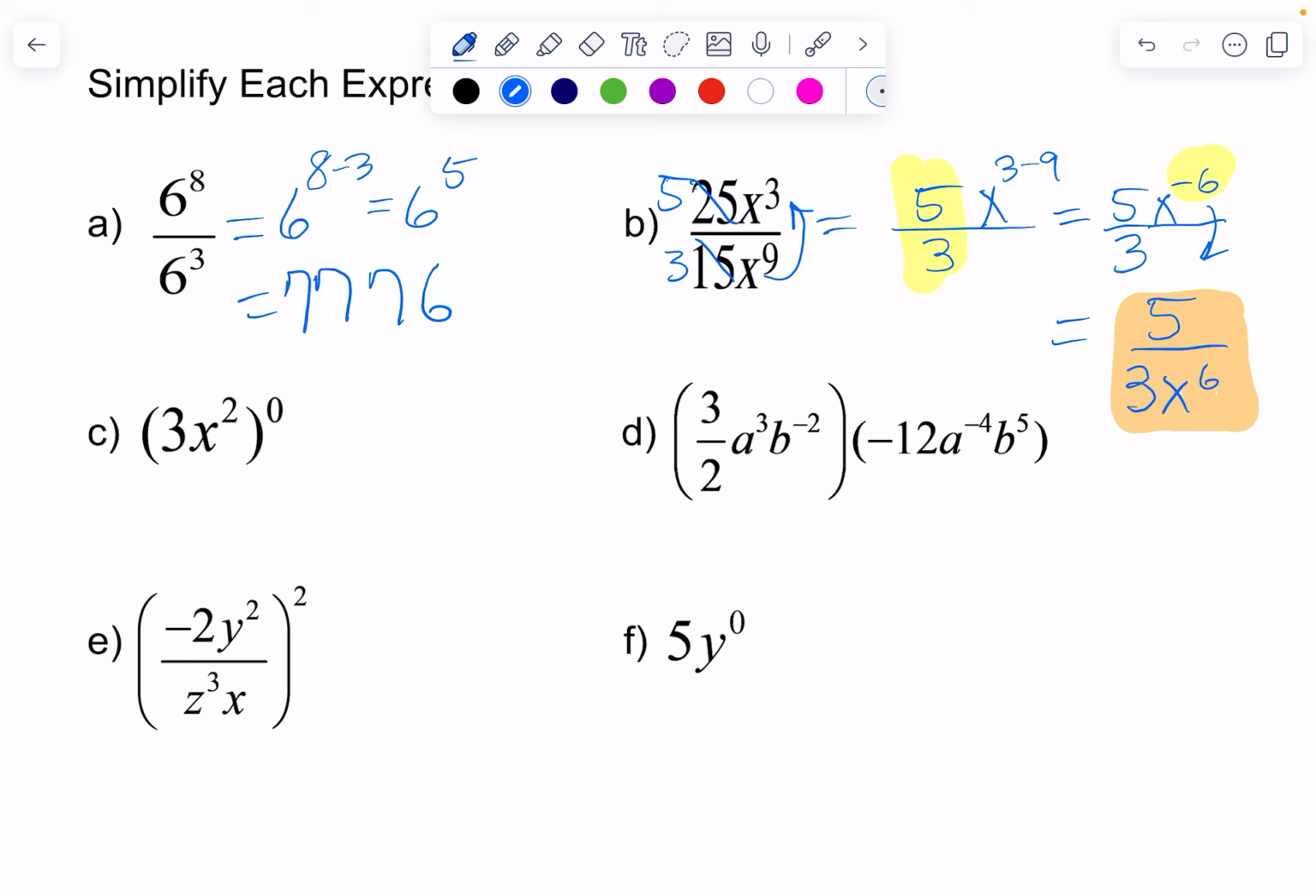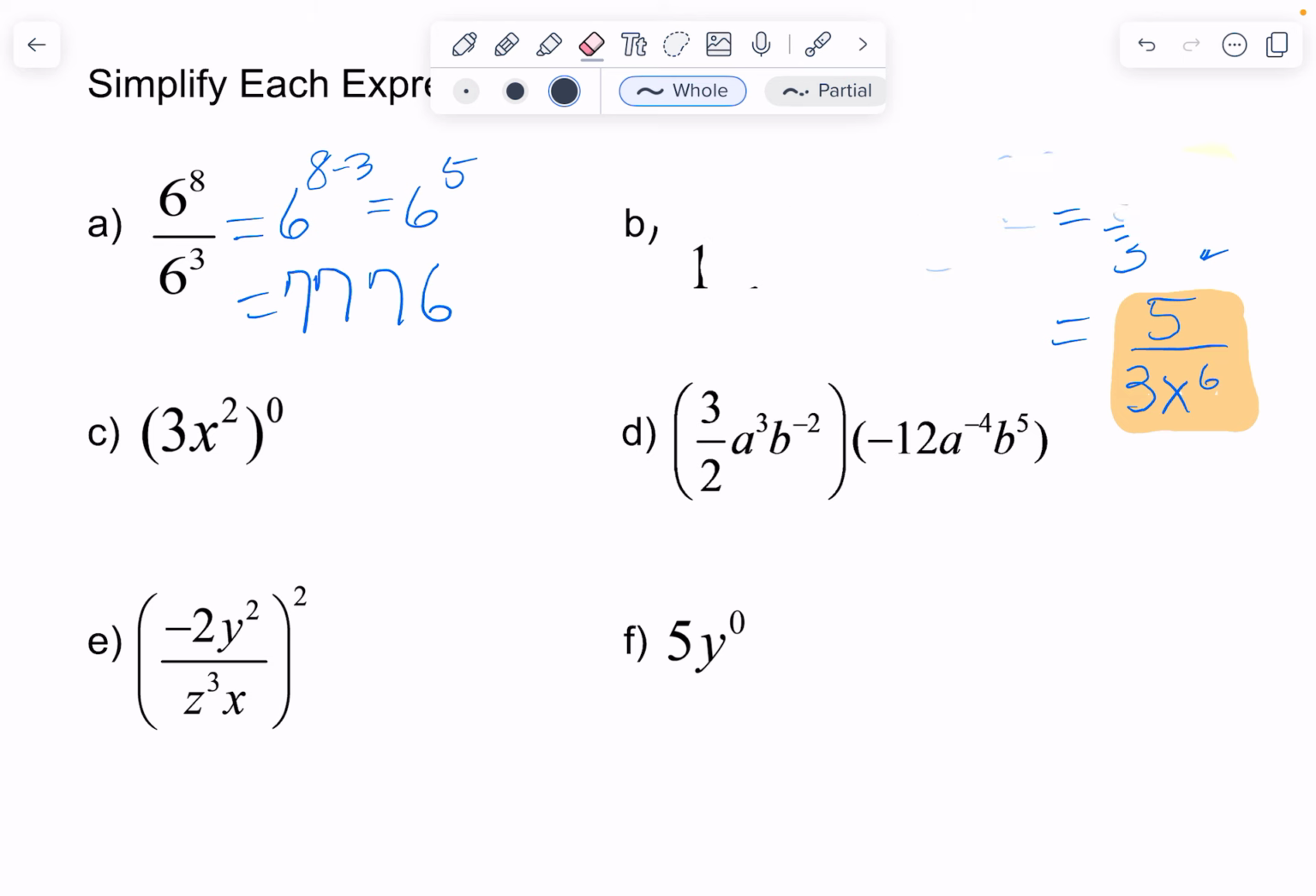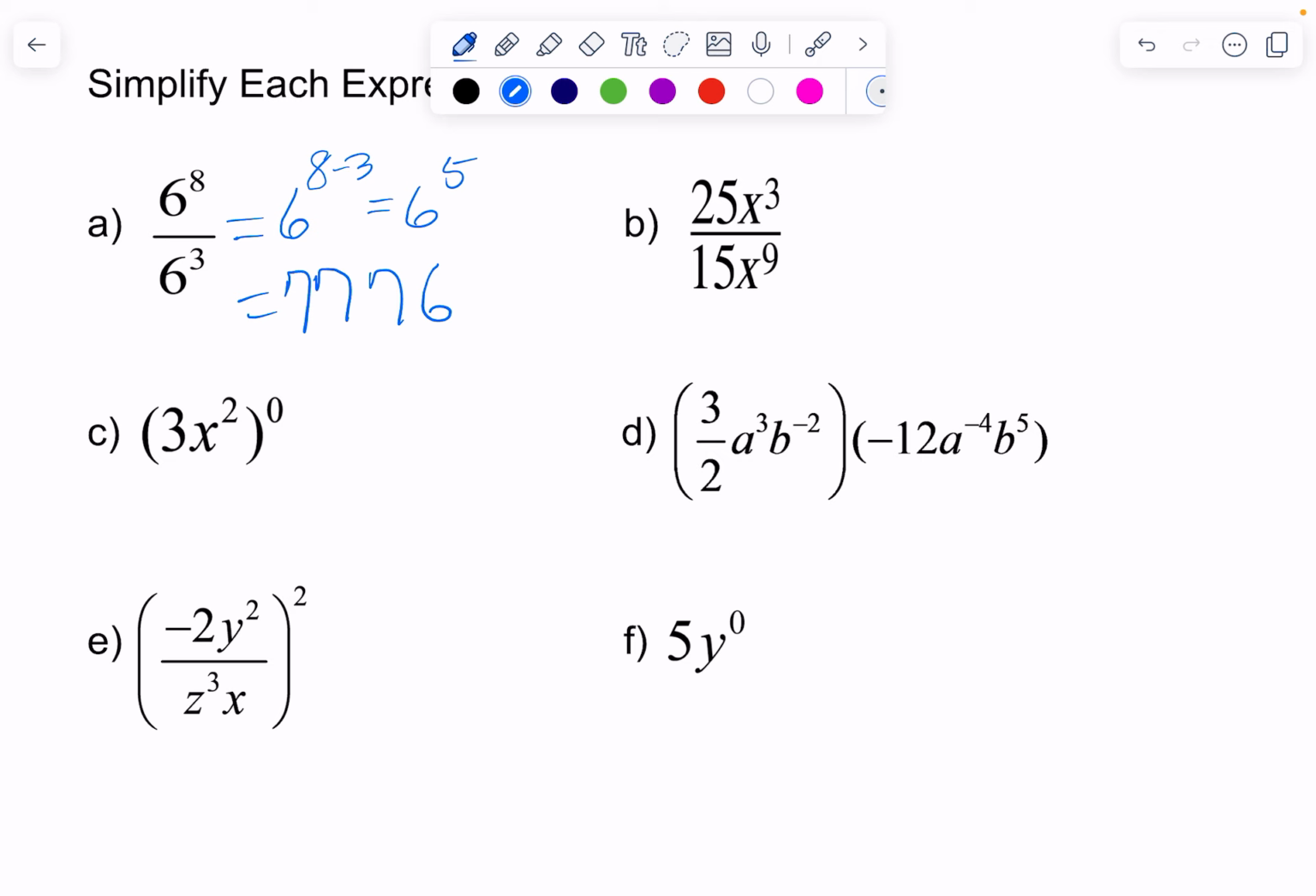You're dividing the same base. You got to subtract the exponents. That gave you negative 6 as an exponent. And then I had to bring that exponent down to make it positive. Okay? Now that is the absolute technical way to do it. But I want to modify it here for you. So let me show you what I do, and I think it's a lot easier.